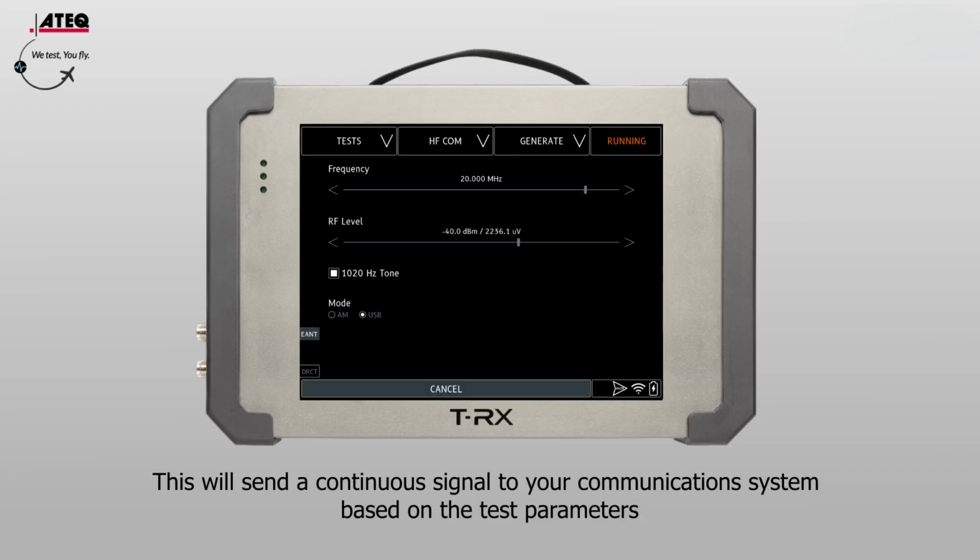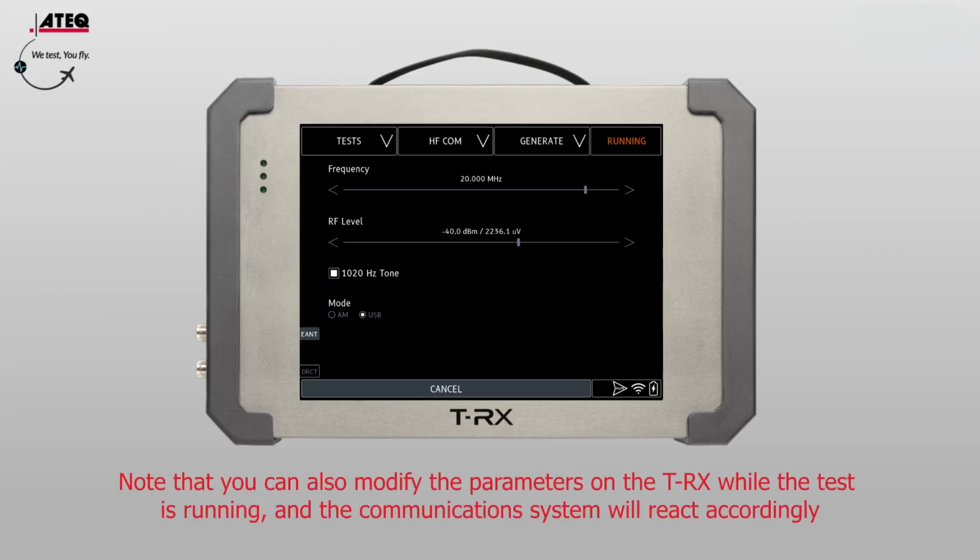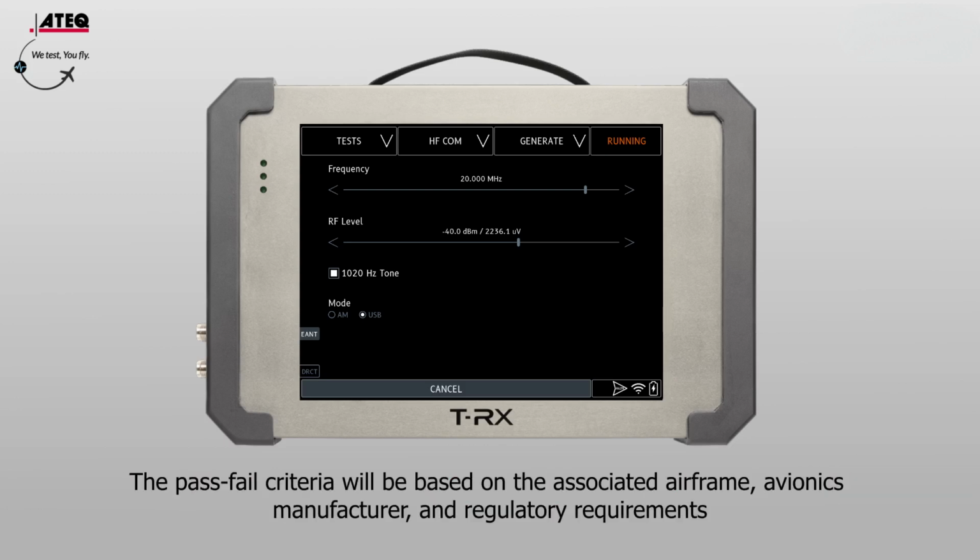This will send a continuous signal to your communication system based on the test parameters. Note that you can also modify the parameters on the ATEQ while the test is running, and the communication system will react accordingly. The pass-fail criteria will be based on the associated airframe, avionics manufacturer, and regulatory requirements.